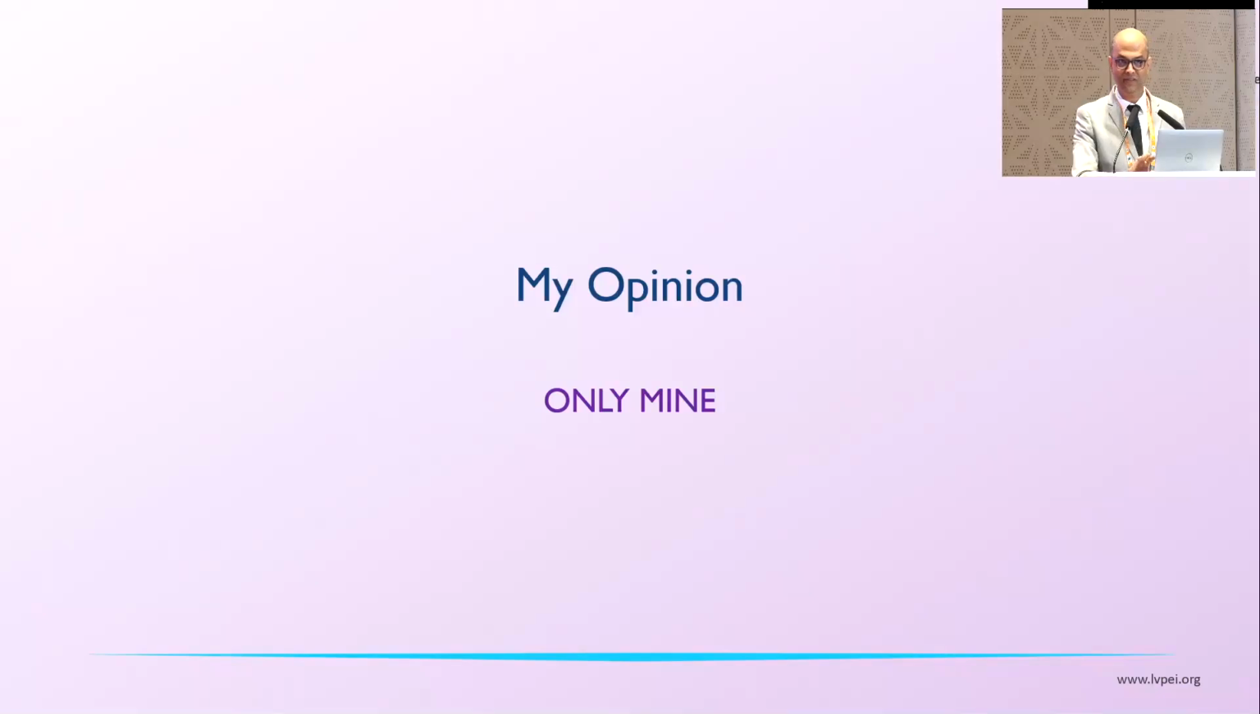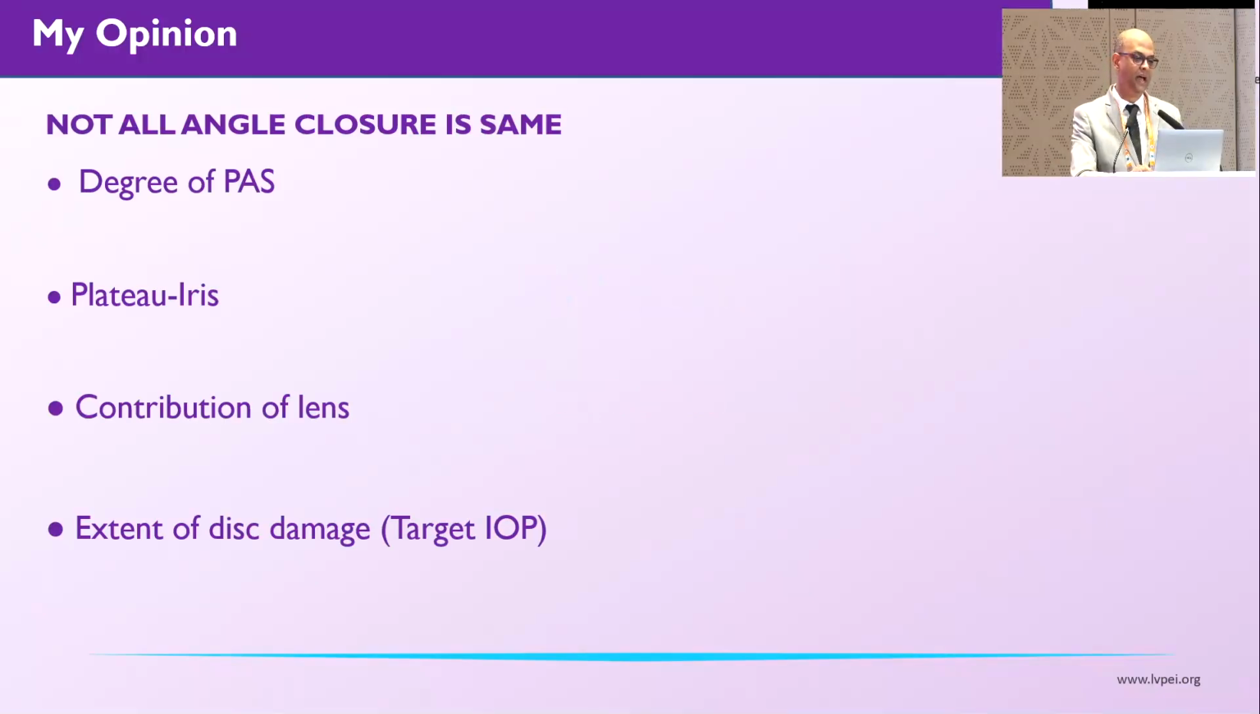In my opinion, and I take full responsibility that this is only my opinion, not all angle closures are the same, and before considering a MIGS surgery for these patients, you should look at the degree of plateau iris, degree of PAS, whether it's a plateau iris or not, the contribution of the lens, how much the phacoemulsification is going to contribute, and the extent of disc damage, because your target IOP has to be met, which may not always be the case with MIGS.